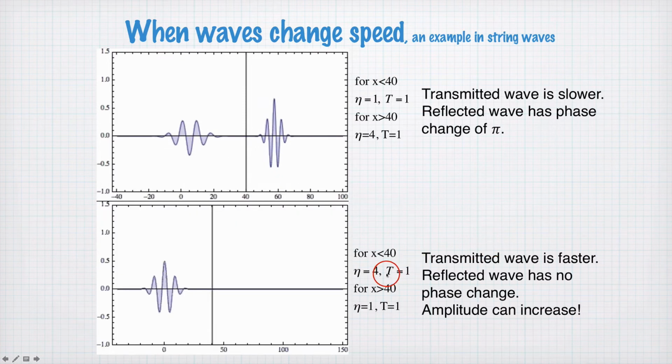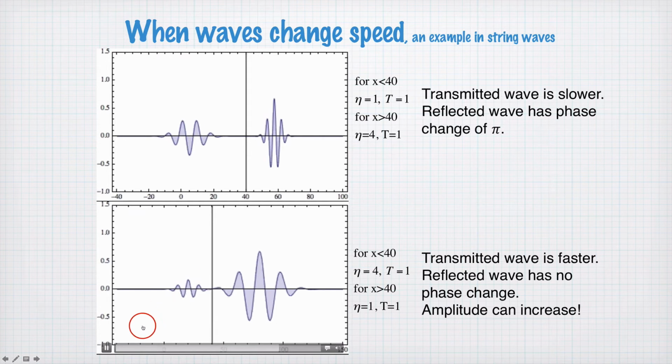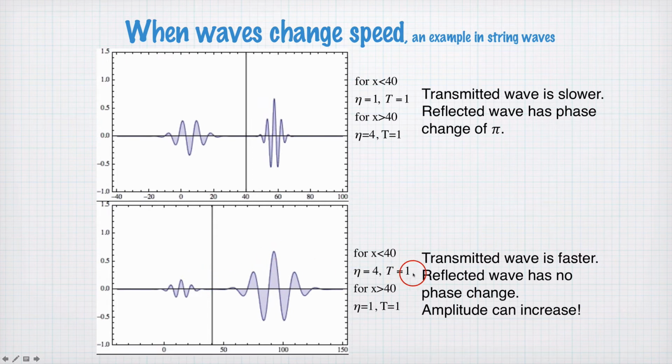What if we go the other way? So we start with a density of 4 and go to a density of 1. We start off like this, hits the interface. We see now on reflection there is no phase change, so the big peak is still pointing up, and on the other side the big peak is also pointing up. The transmitted wave is faster now because it's in a lower density medium, and there is no phase change. So this is what we get if we just simulate this numerically.